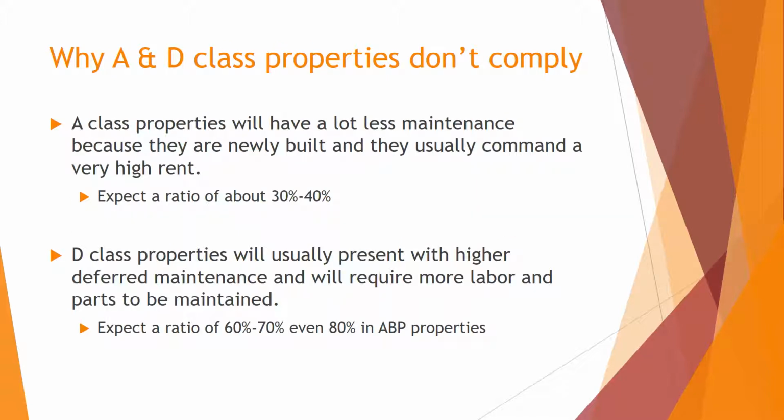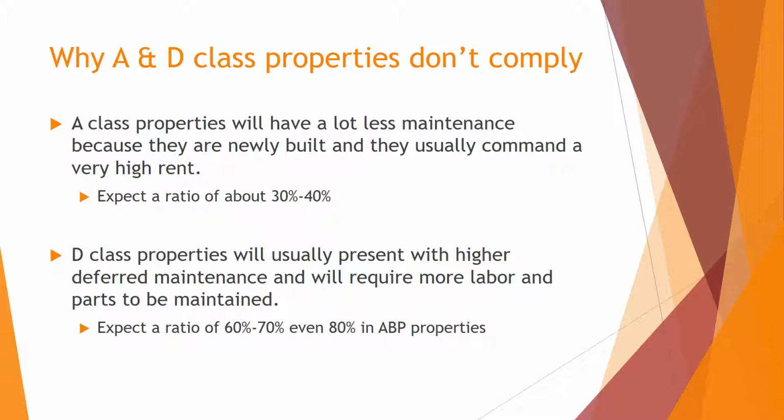I mentioned earlier that A-class and D-class properties will not fall into the 50% rule. The reason these properties don't comply with the 50% rule is twofold, right? And it's in opposite directions of the percentages. An A-class property will usually have a lot less maintenance tied to it because it's a newly built property. These are very nice, sturdy, well-built properties, and they also command high rents. So very high income and low maintenance because of the newly built property. That really drives an OPEX to income ratio of about 30 to 40%.